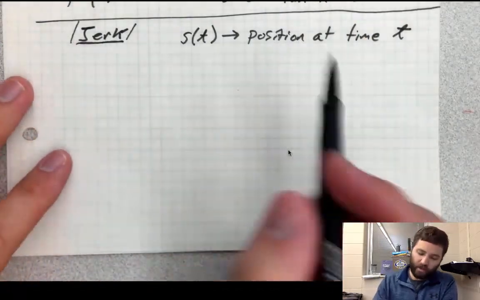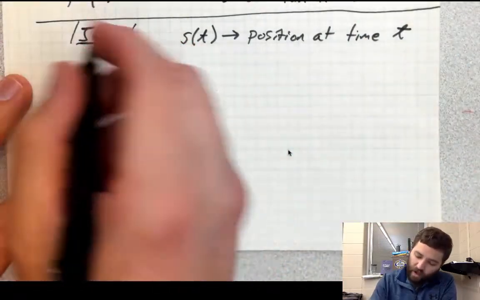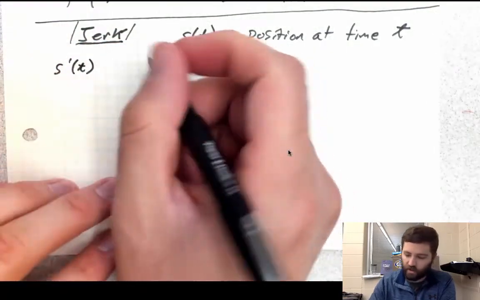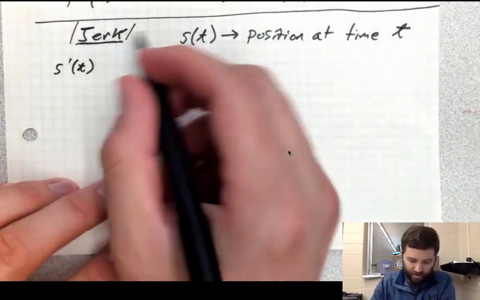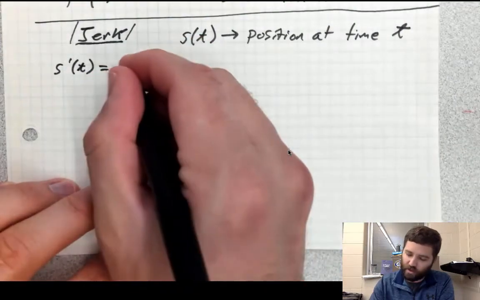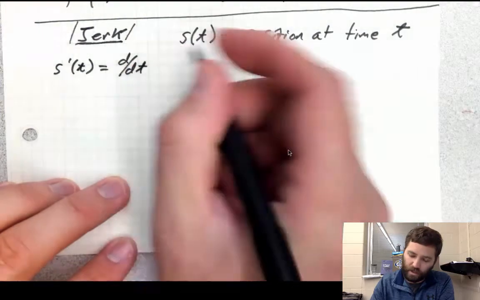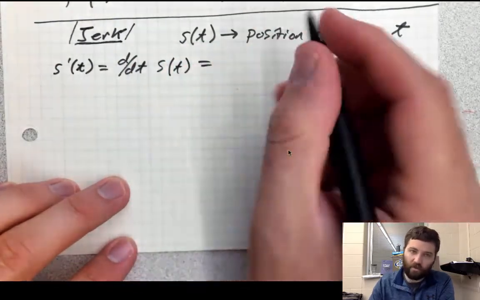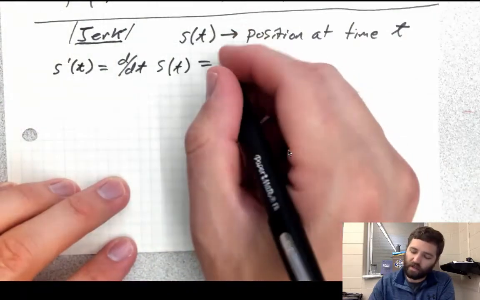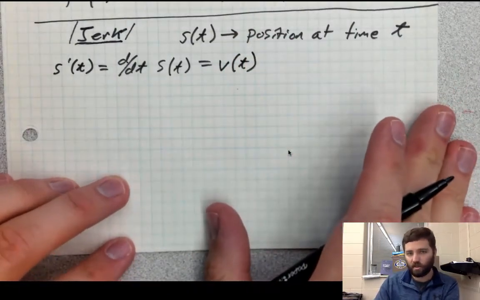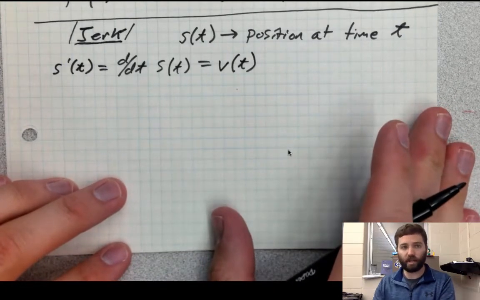If I do that, then s prime of t, the derivative of s with respect to t, so do I need to write that out? I guess I will once. Okay, s prime of t is the derivative with respect to t of s of t. And the derivative of s turns out to be velocity. In other words, the change in position is velocity.